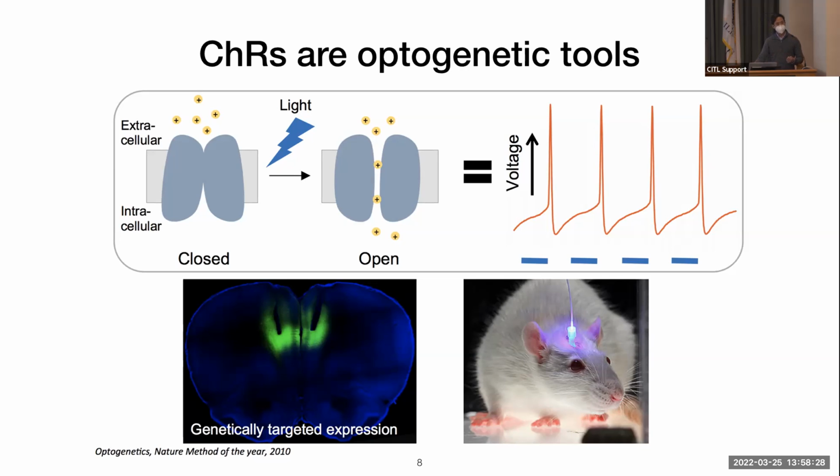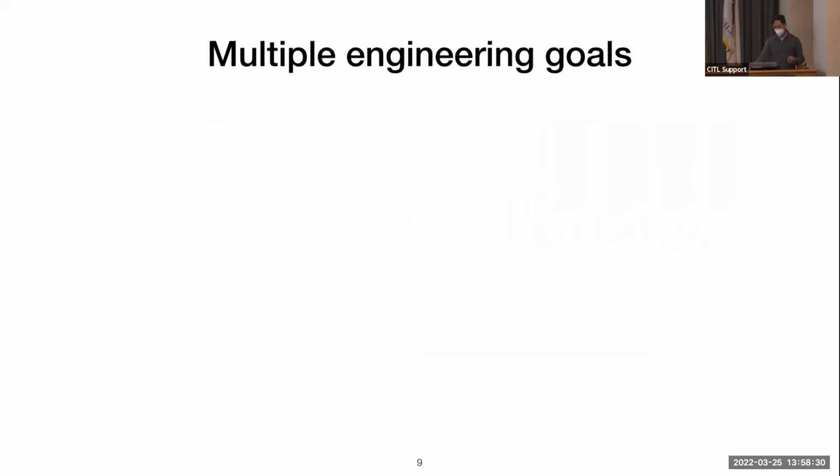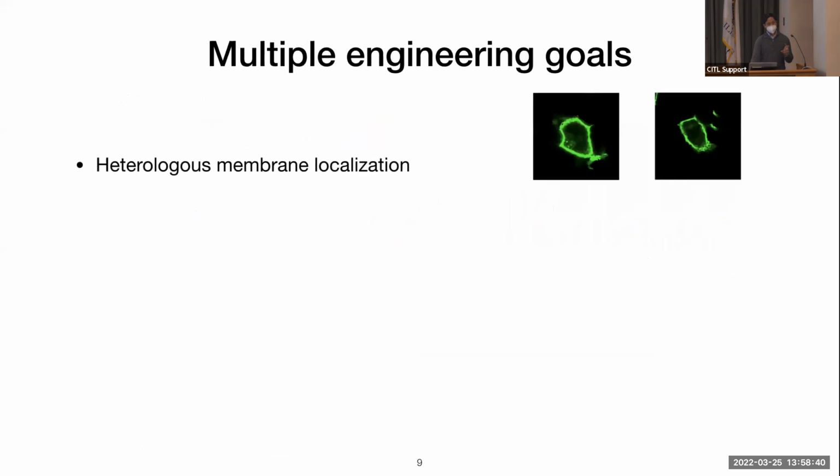For obvious reasons, we do this in mice and not in people. So if I'm designing or engineering a channel-rhodopsin for optogenetics, I might have some requirements. For example, I really need it to localize in the mammalian cell membrane. Remember, these come from algae. They're not always expressed well in mammalian cells. If they are, they may not localize properly to the plasma membrane.